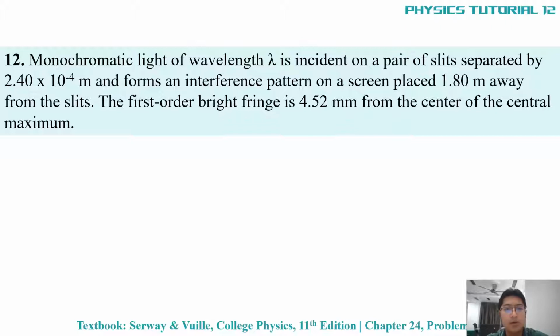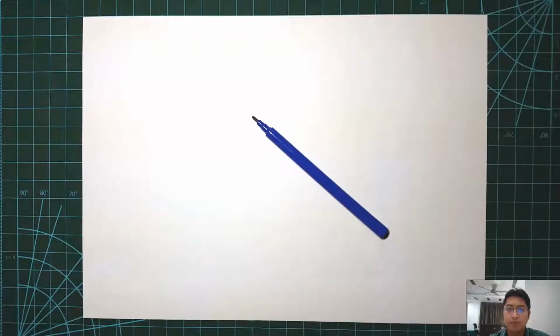Monochromatic light of wavelength lambda is incident on a pair of slits separated by 2.4 times 10 to the power of negative 4 meter and forms an interference pattern on a screen placed 1.8 meter away from the slits. The first order bright fringe is 4.52 mm from the center of the central maximum. So this is the solution.